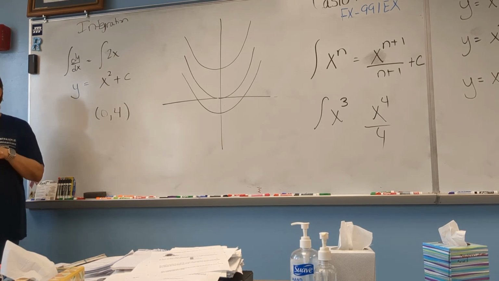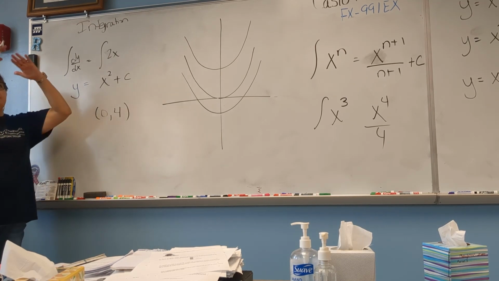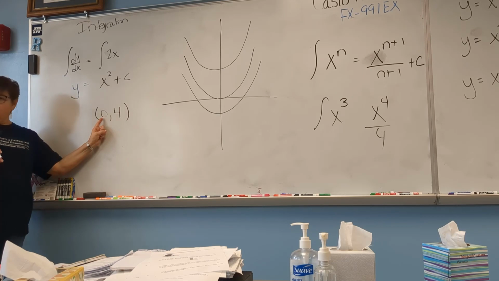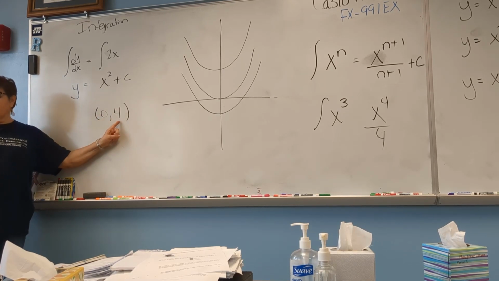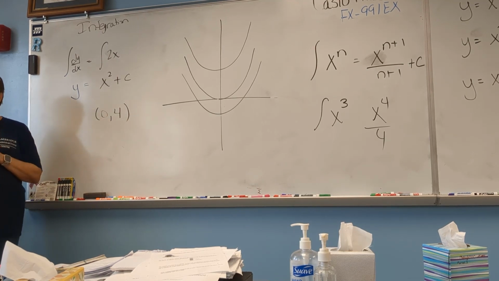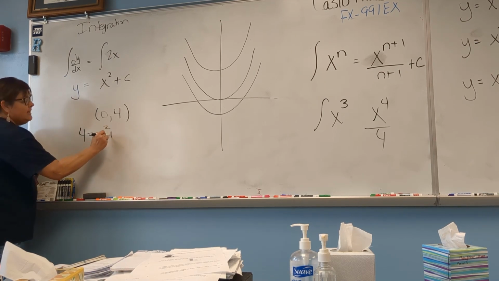Okay? What does that tell me? It tells me a point on the graph that that original equation would have hit. Having said that, what does 0 represent? X. What does 4 represent? If I have an X and a Y, can I figure out what C is? 100%. I could take them, plug it in, and solve.